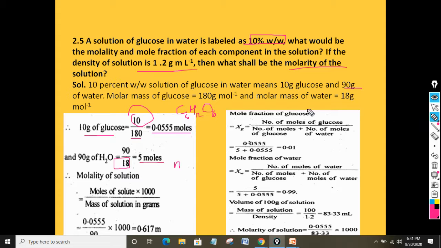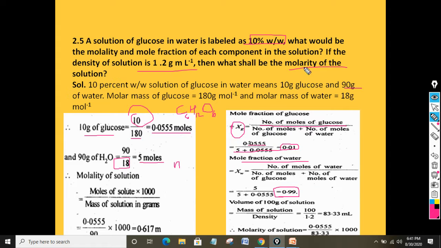Okay, next part we were to calculate mole fraction of the solution, which is X of glucose. Now, mole fraction of the glucose can be calculated as number of moles of glucose divided by total number of moles. So 0.0555 as we calculated earlier upon number of moles of water plus number of moles of glucose, total number of moles, which gives the answer 0.01. Now, mole fraction of water, number of moles of water upon total number of moles, 5 upon 5 plus this, which gives the answer 0.99.